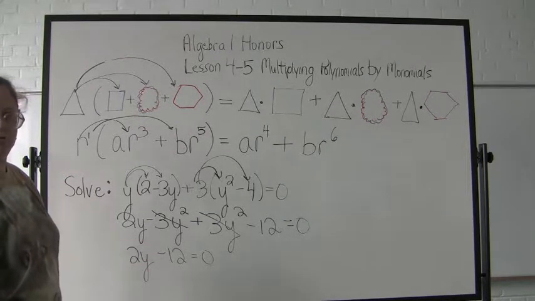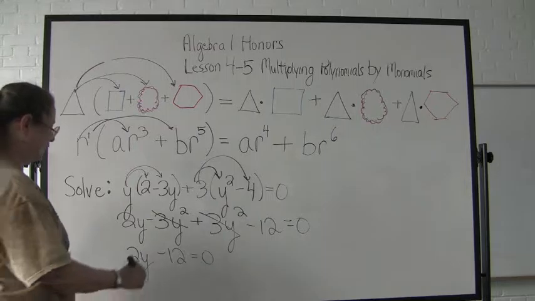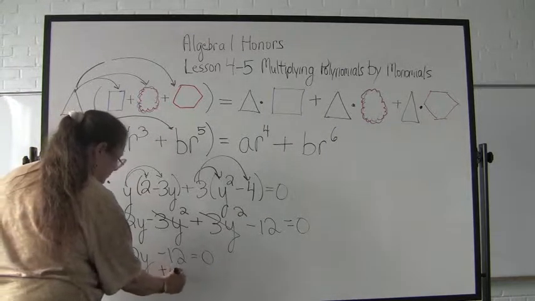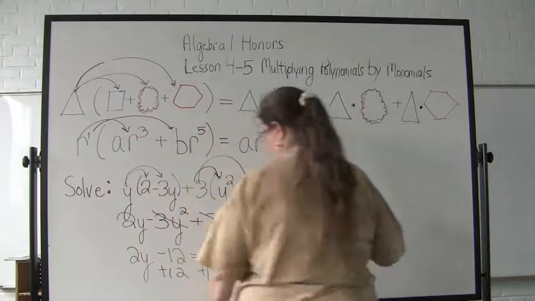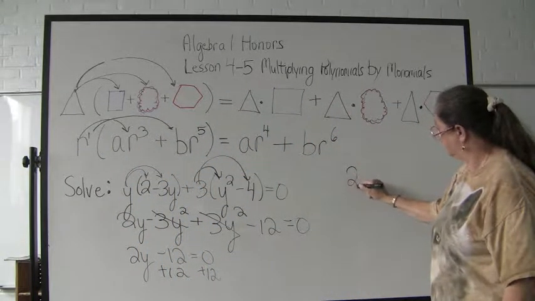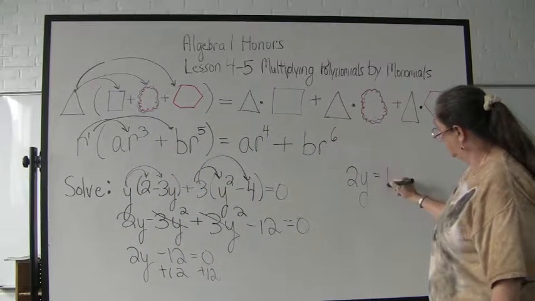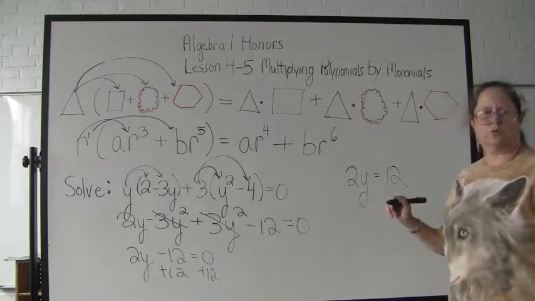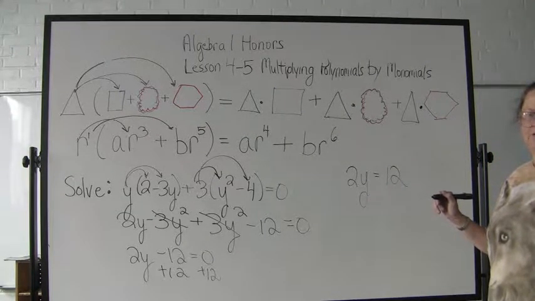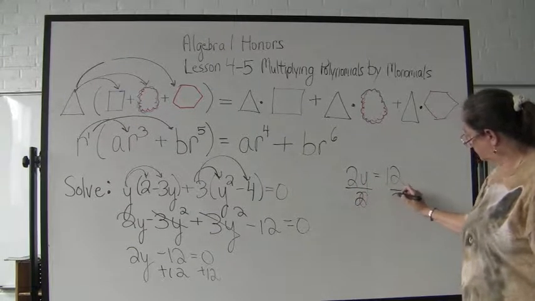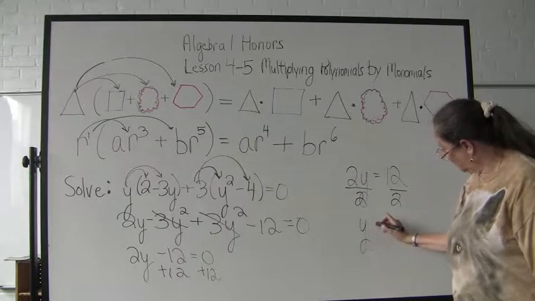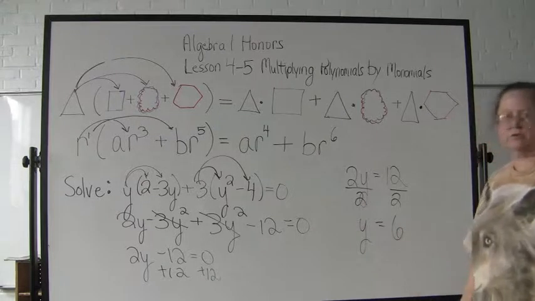Now we're trying to solve for y. So we want to undo the subtraction of 12 by adding 12 to both sides. That leaves us 2y is equal to 12. 2 yaks are worth 12 points, or 12 pounds. We want to know what 1 is, so we divide both sides by 2. Turns out 1y is equal to 6.